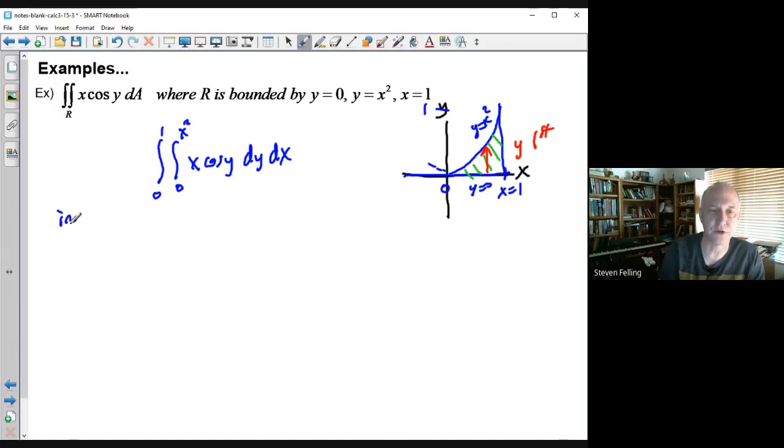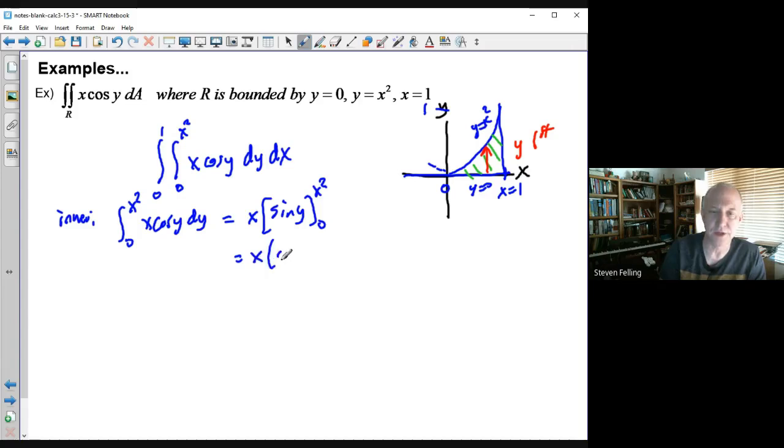All right, so let's look at the inner one. Integral from 0 to x squared of x cosine y dy. So the y is the variable, and that means that the x is just a constant. I'm going to keep it out of the antiderivative. The antiderivative of cosine is sine, so that would be sine of y. And then I'm just plugging in 0 and x squared, right? So that's going to end up being x, and then sine of x squared minus sine of 0, but sine of 0 is 0. So this ends up being x sine of x squared.